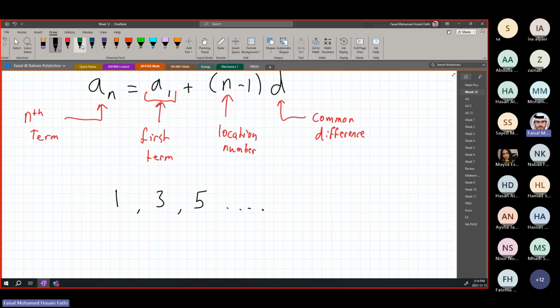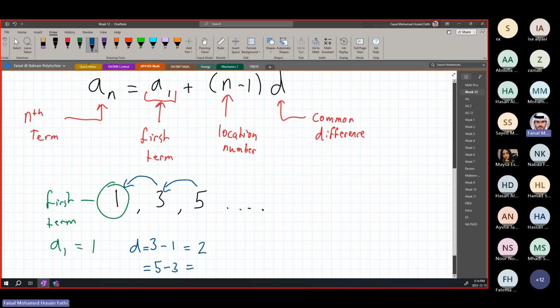So let's say the first term is simple. This is your first term. This is your a1, which is equal to 1. All right, so this is the first term, meaning this is the first number or the first location in your sequence, the starting number of your sequence. That's what they call the first term. The common difference, as you know, you should calculate by subtracting this here and this here. So we're going to do 3 minus 1. The common difference is equal to 3 minus 1, which is equal to 2. And it should also equal 5 minus 3, which is equal to 2.